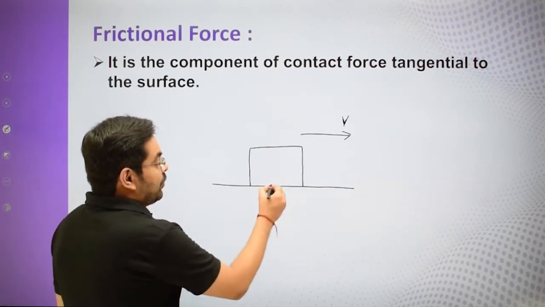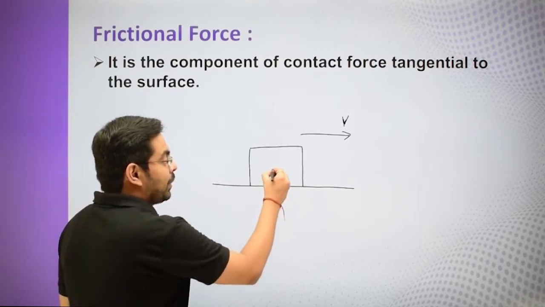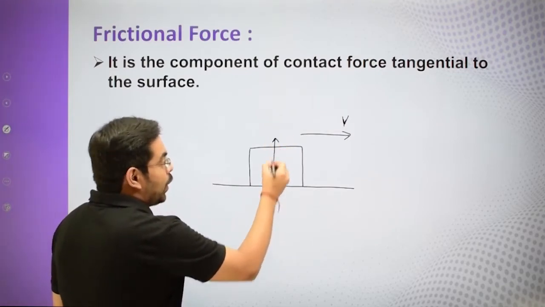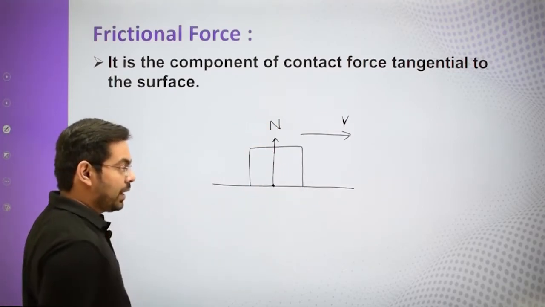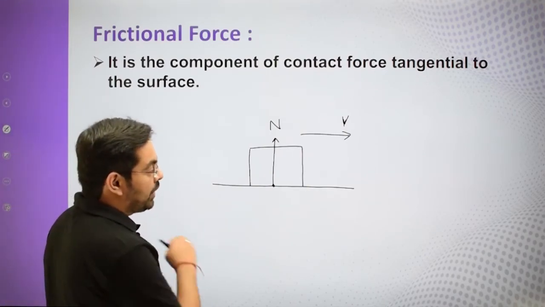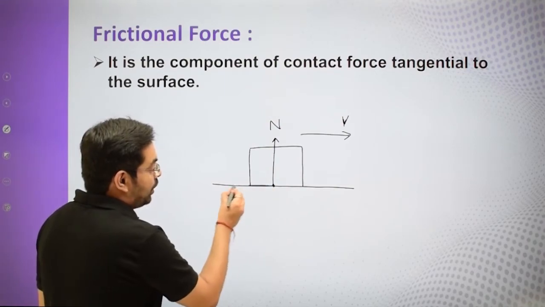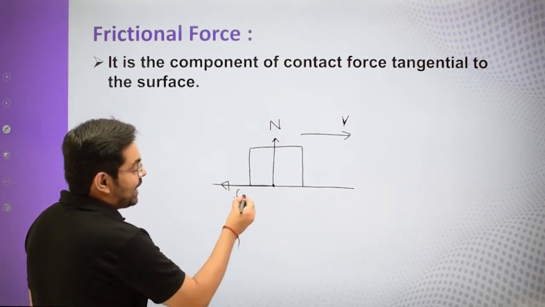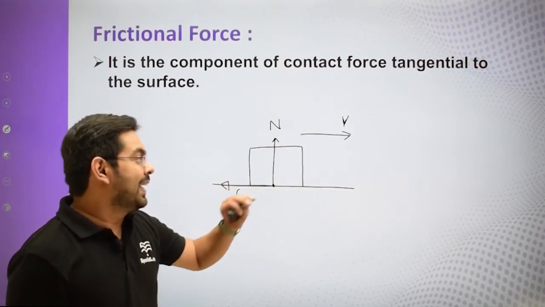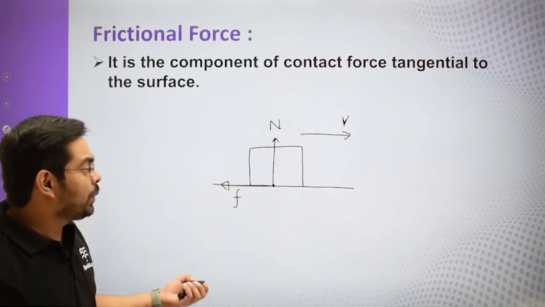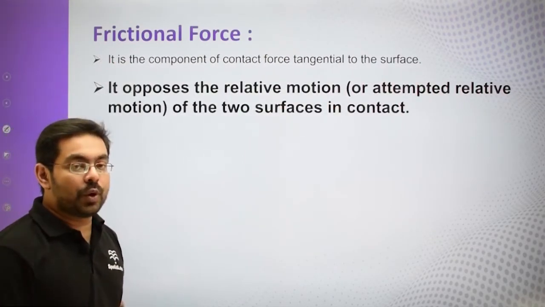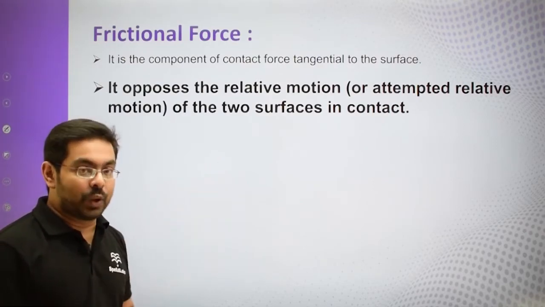Obviously the first contact force, which is perpendicular to the surface, is, we know, the normal, that is in the upward direction, right? And the other contact force which is possible on this block due to the surface is called frictional force. It acts tangentially to the surface, tangent to the contact surface, in this direction. Actually what it does is, first read that, it opposes the relative motion of the two surfaces in contact.